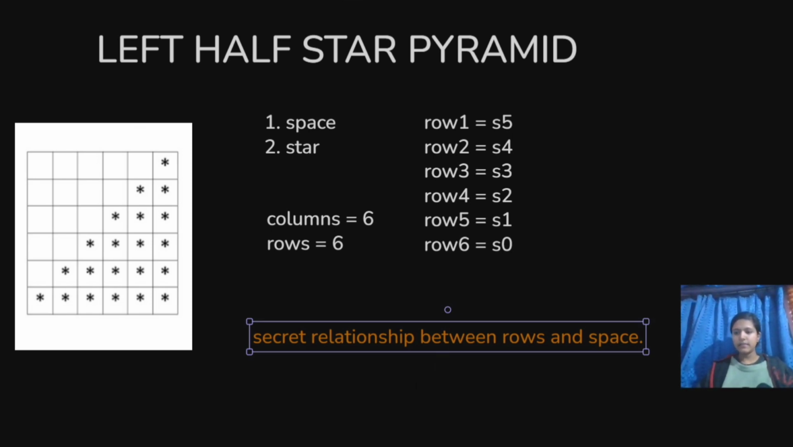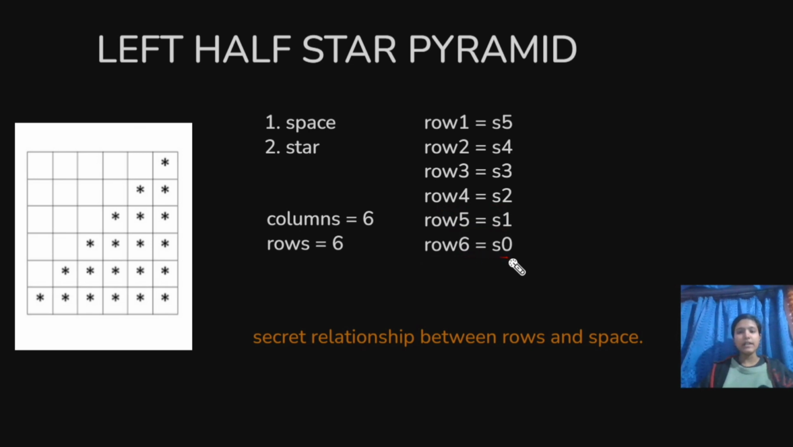In row 1 space should be 5, in row 2 space should be 4, in row 3 space should be 3, in row 4 space should be 2, in row 5 space should be 1, and in row 6 space should be 0. So when the row increases, the space decreases. This is the secret relationship: when the row increases by 1, the space decreases by 1. Now let's see how we generate the space first and then put the star.